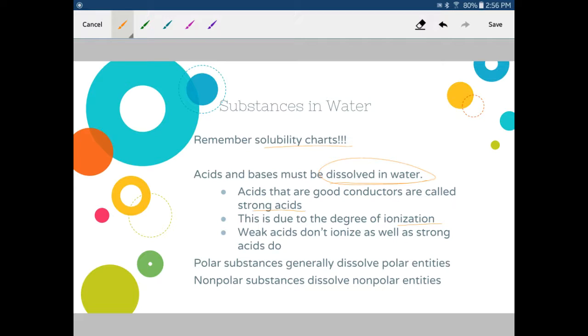Now, this is super duper important. This is why if you were to try and dissolve olive oil in water, it won't happen. You're going to have separation of your oil and water, because oil is non-polar and water is polar. If you were to try and dissolve coconut oil in olive oil, you would have some success, because you're using a non-polar entity to dissolve another non-polar entity. So that's important as we move forward as well.